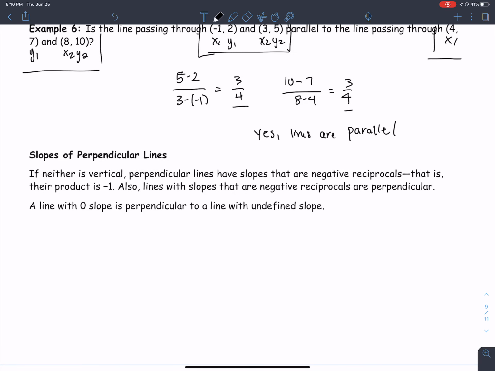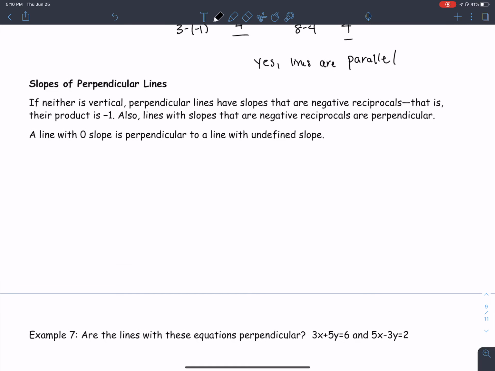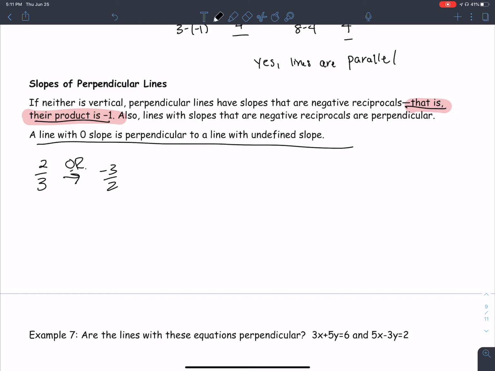Now, perpendicular lines have what we call an opposite reciprocal slope, okay? So, opposite reciprocal looks like 2/3, and its opposite reciprocal would be -3/2, okay? And if you multiply those two, you get -1, okay? And that's what it says there, that the product is -1 for opposite reciprocals. A line with zero slope is perpendicular to a line with undefined slope, okay? So perpendicular to undefined. All right, so let's do an example.